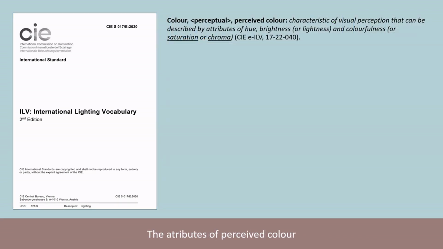The CIE ILV defines the word colour in two distinct senses, the perceptual and the psychophysical or colorimetric. I'll return to colour in the psychophysical sense towards the end of this talk. Colour in the perceptual sense is defined as a characteristic of visual perception that can be described by attributes of, and I quote, hue, brightness or lightness, and colourfulness or saturation or chroma.